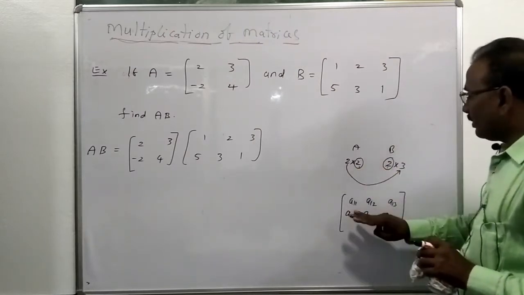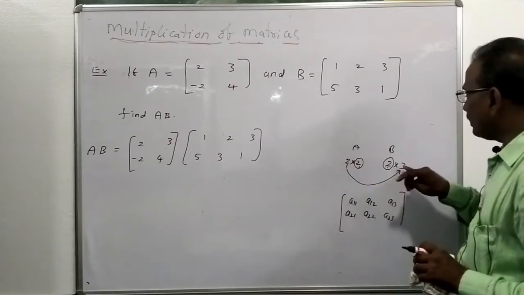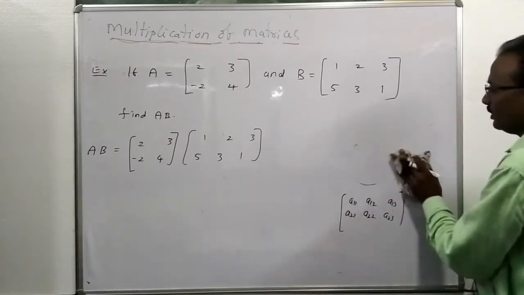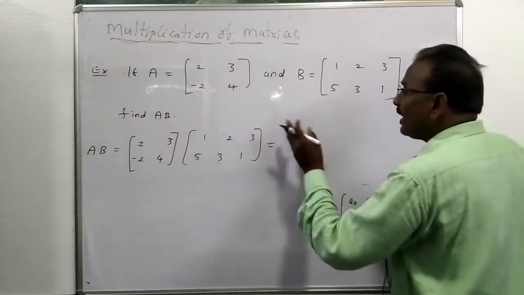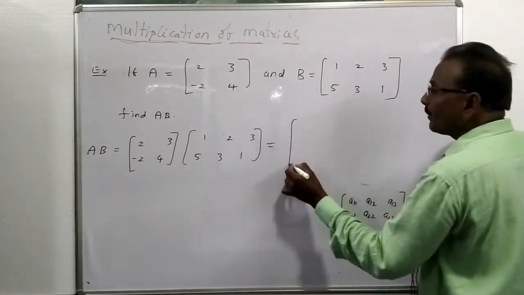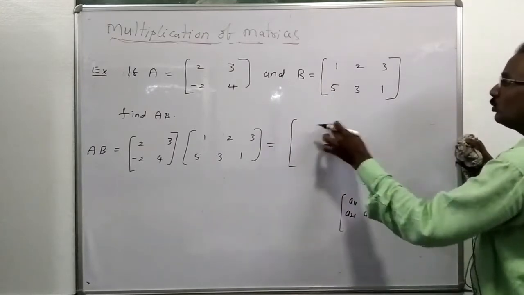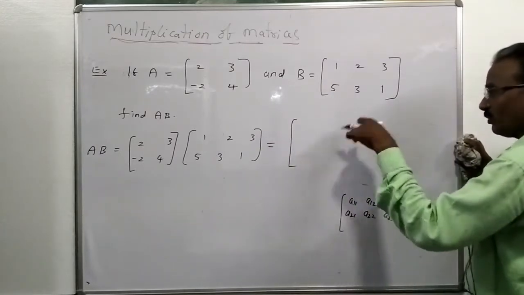So on the side, what should you do? Copy the 2 by 3 general matrix. So that means here the order of matrix AB is 2 by 3. It is a 2 by 3 matrix, and 2 rows and 3 columns should come.